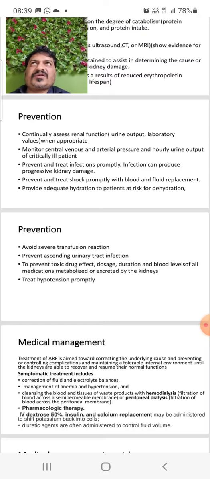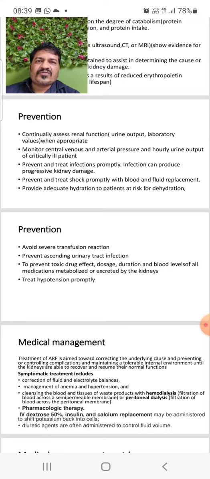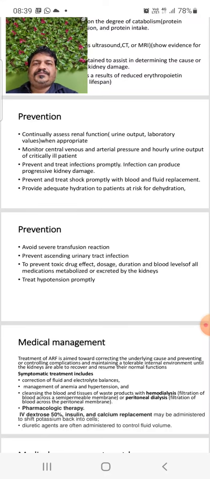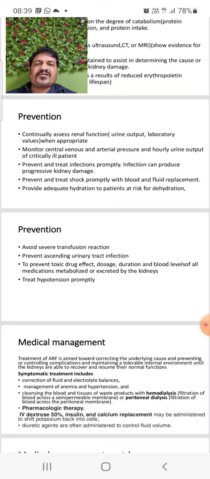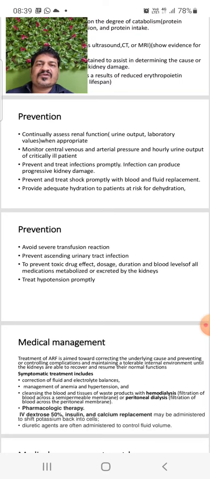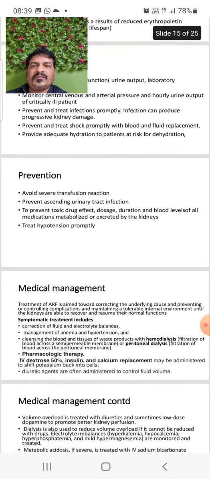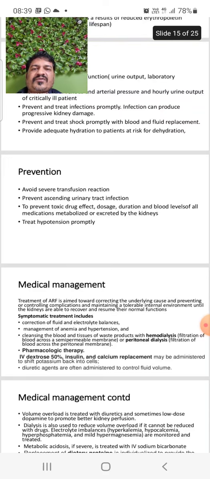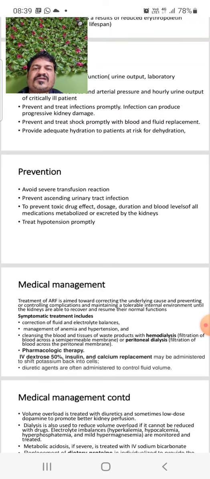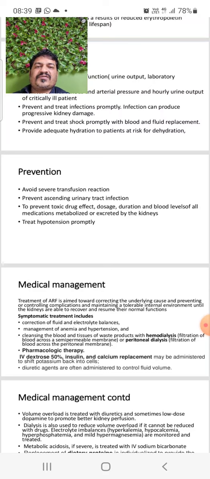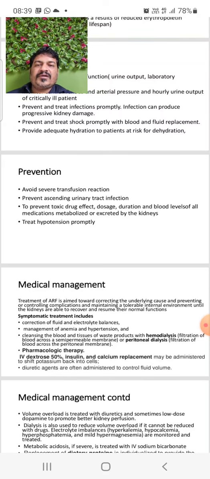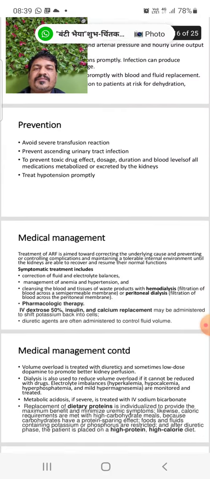Because if you find that this tubular necrosis is just because of some kind of infection, it can produce progressive kidney damage, so you should treat it properly. How do you prevent? Avoid severe transfusion reactions, prevent ascending urinary tract infections, and monitor toxic drug effects, dosage and duration, especially of medications metabolized or excreted by the kidney. Treat hypertension promptly.